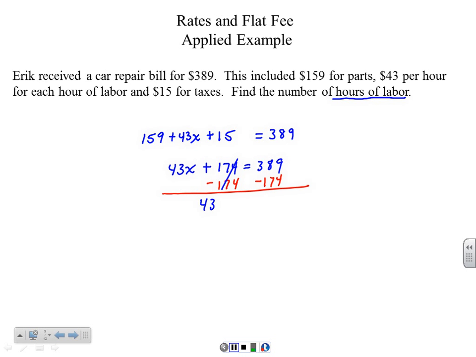So we're going to have 43x is equal to 389 minus 174, which is going to be 215. And then now we can divide both sides by 43. And so we'll get x is equal to 5. So he worked for 5 hours. In order to figure this out, we can plug 5 in for this x and add them up, and we should get 389.